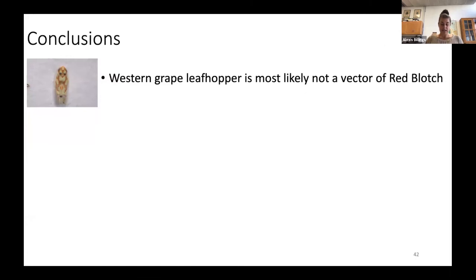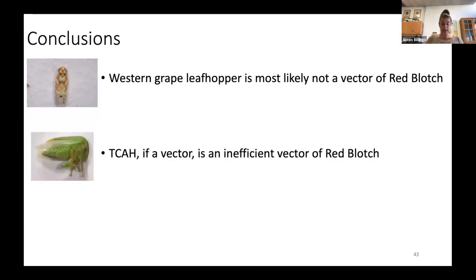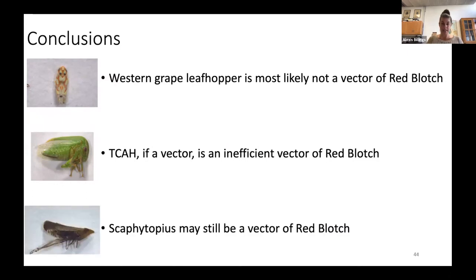So to wrap up this section, Western grape leafhopper is most likely not a vector of red blotch. Tica, if it is a vector, is most likely an inefficient vector of red blotch. But studies varying acquisition and inoculation times may reveal more about Tica. And Scaphotopius may still be a vector of red blotch virus, so please stay tuned.